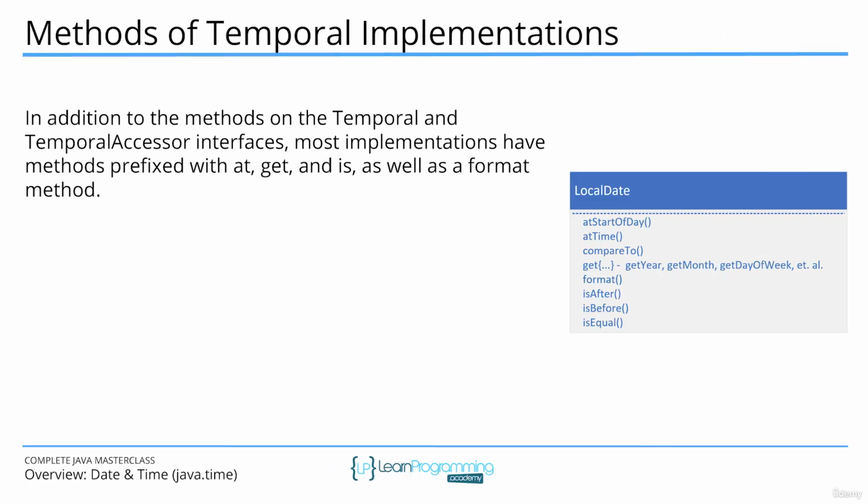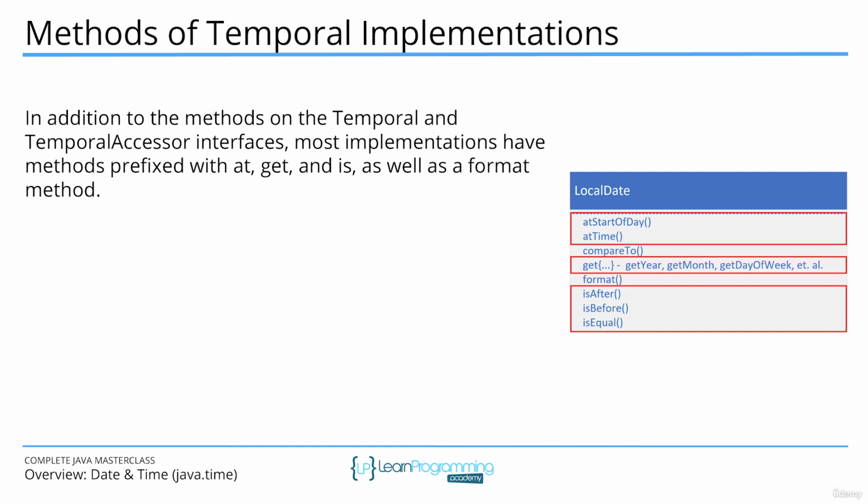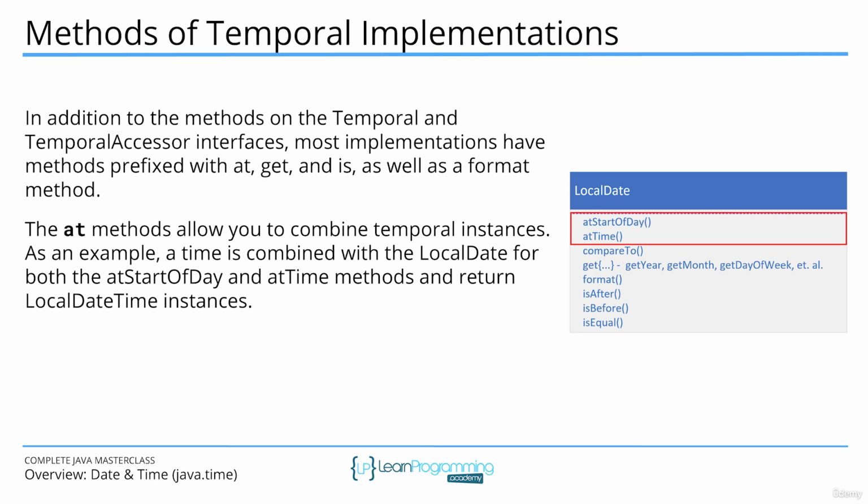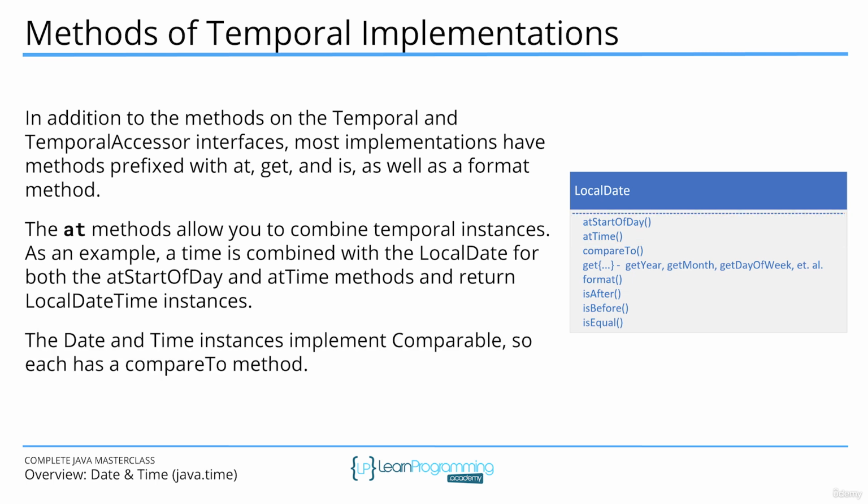In addition to the methods on the Temporal and TemporalAccessor interfaces, most implementations have methods prefixed with at, get, and is, as well as a format method. The at methods allow you to combine temporal instances. As an example, a time is combined with the local date for both the atStartOfDay and atTime methods and return LocalDateTime instances. The date and time instances implement Comparable, so each has a compareTo method.